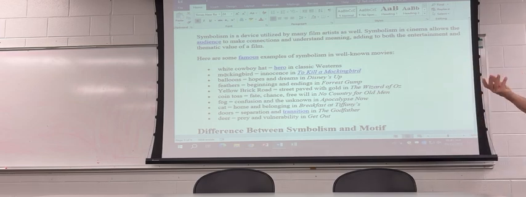A door, transition, right? Doors symbolize transition. Deer, vulnerability. Why? Because deer are vulnerable. But they're really not. They got speed and they got almost 360-degree vision. It's very hard to catch a deer on foot.